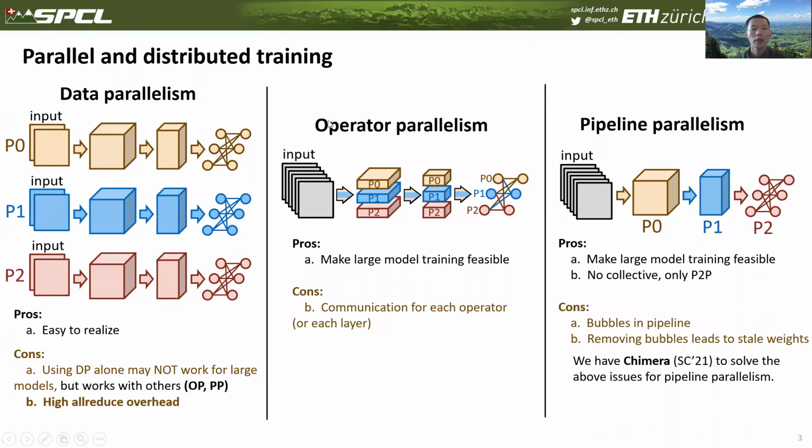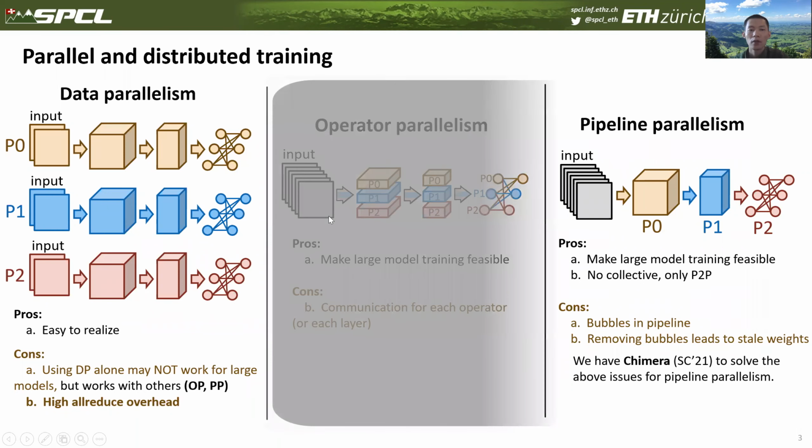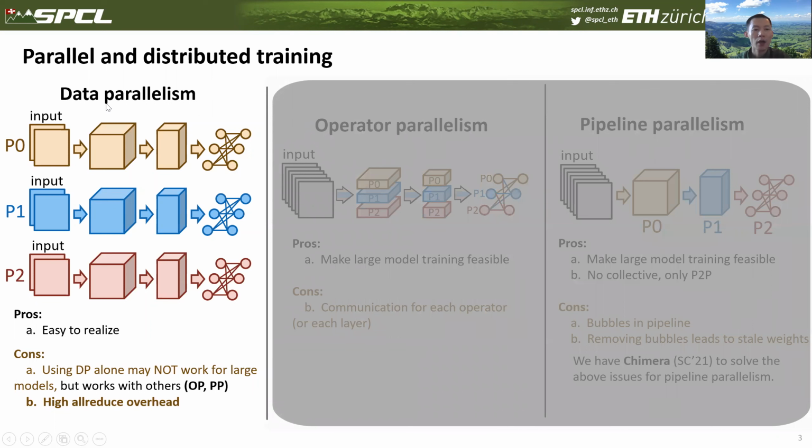Now let's look at how to speed up the training process on parallel machines. Here we have three major approaches: data parallelism, operator parallelism, and pipeline parallelism. In operator parallelism, each worker maintains a slice of the model, and it requires communication for each operator or each layer to gather the input data. In pipeline parallelism, for consecutive layers from one pipeline stage, it requires point-to-point communication to transfer data between pipeline stages. But today, here we focus on data parallelism.